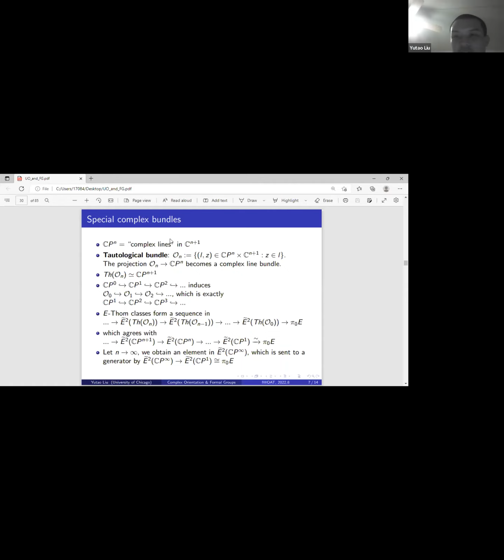So the other direction is also true. If you begin with a complex orientation, you can find such a special element. On the other hand, if you can find such a special element, then you can always extend it into a complex orientation of E. In other words, the complex orientation of E is the collection of the Thom class over all the complex vector bundles. But you only need to make your choice over those tautological vector bundles, which is further expressed by a special element in the E cohomology of CP infinity.